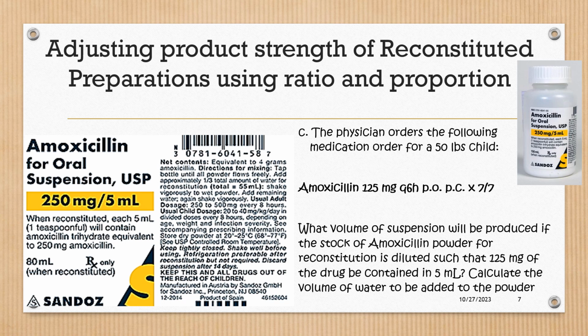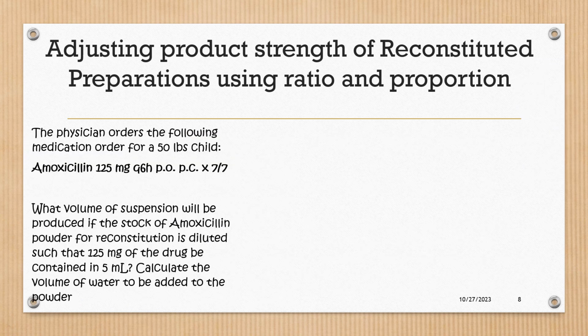What volume of suspension will be produced if the stock of amoxicillin powder for reconstitution is diluted such that 125 milligrams of the drug be contained in each 5 mil? That is a concentration of 125 milligram per 5 mil instead of the 250 milligram per 5 mil. You will need to, of course, calculate the volume of water to be added to the powder. Let's see how we do that.